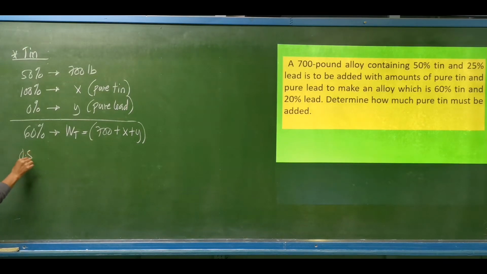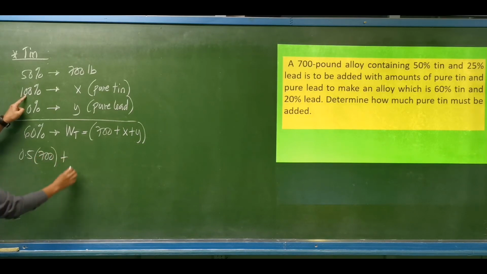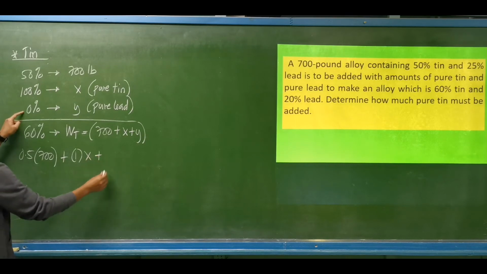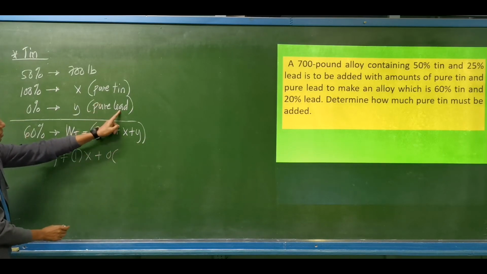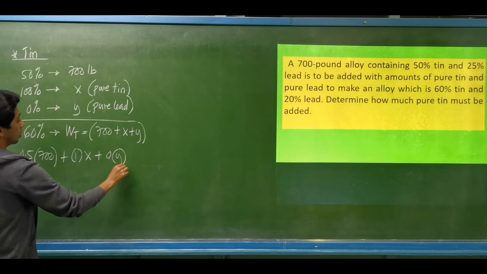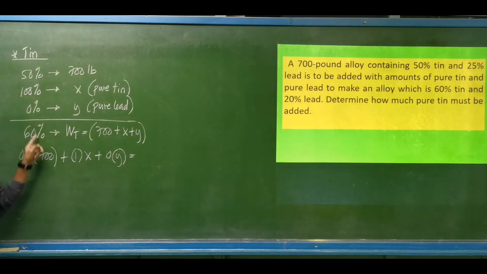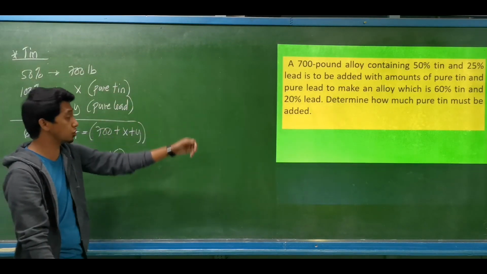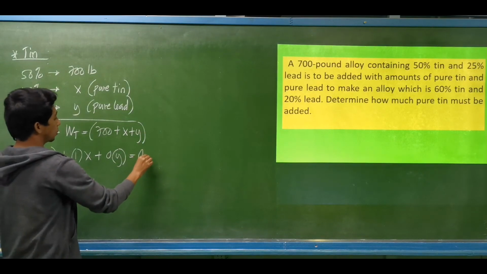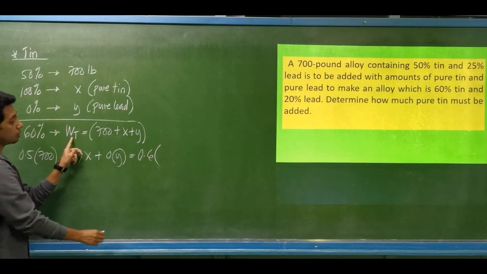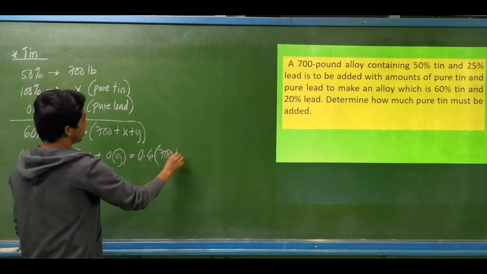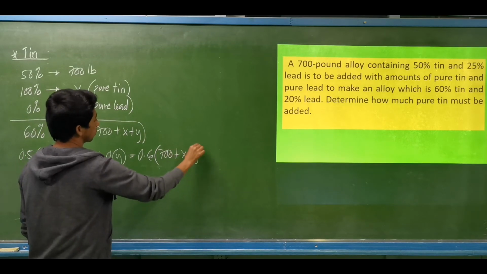That is 0.5 of 700 plus 100% of pure tin plus 0% tin because it is pure lead. That is equal to 60% tin. The final mixture should be 60% tin. That is 0.6 of the total weight, that is 700 plus X plus Y.